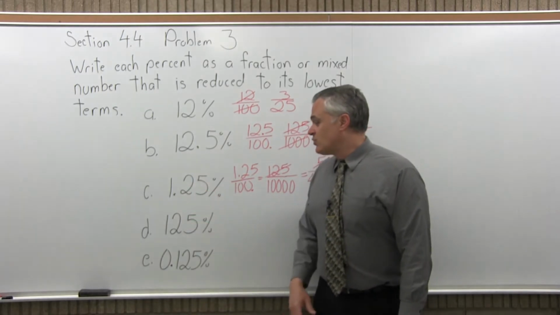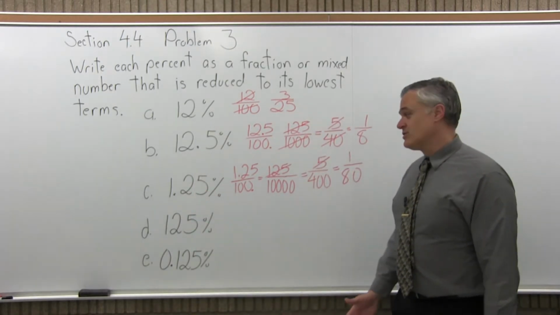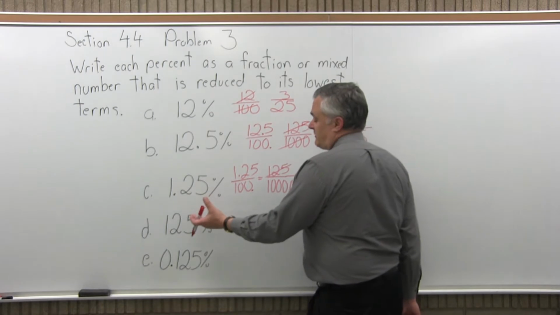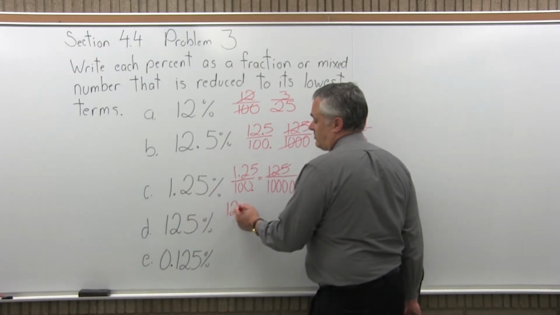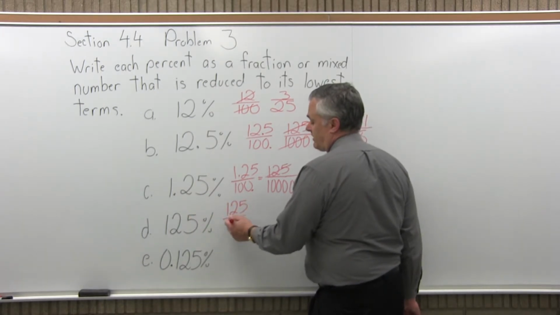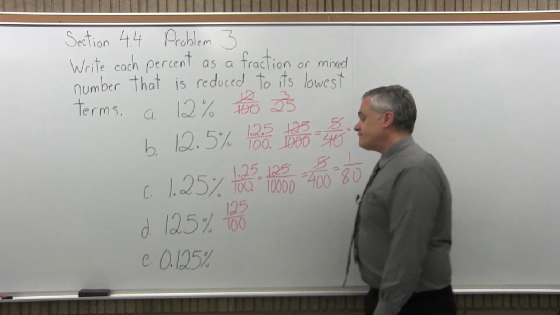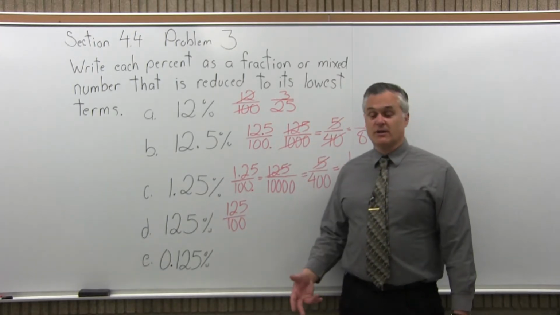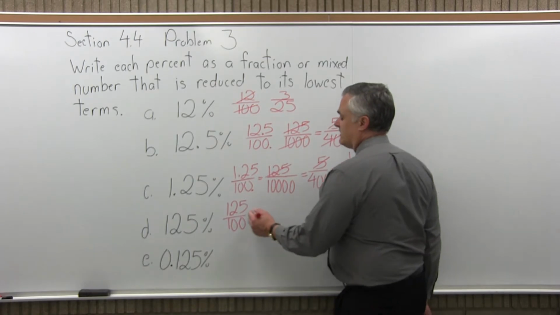The next one is 125%. There's no decimal in this one, so this will be fairly straightforward. You put the percent in the numerator and put 100 in the denominator. Now, that is a fraction. Again, it can be reduced. 25 divides into both evenly.